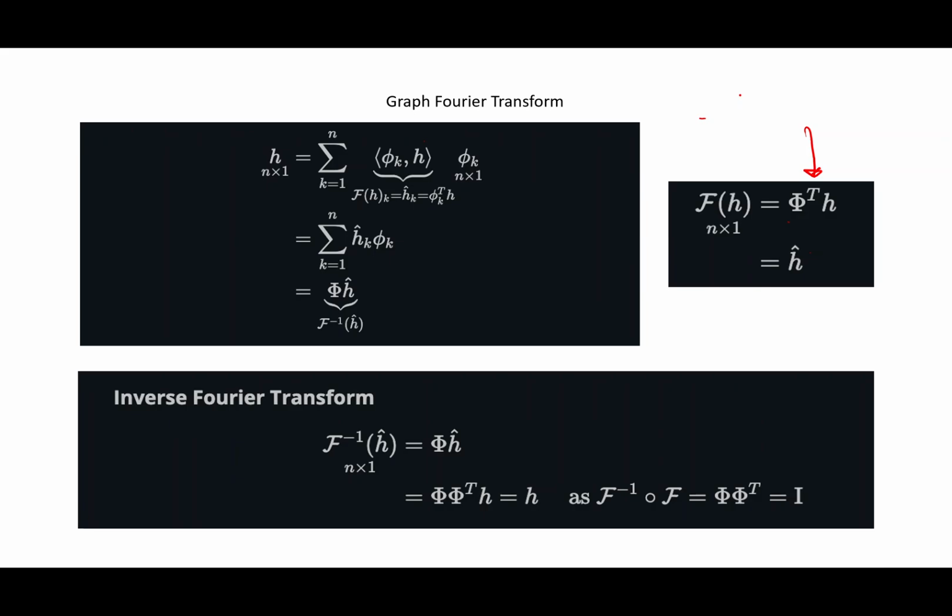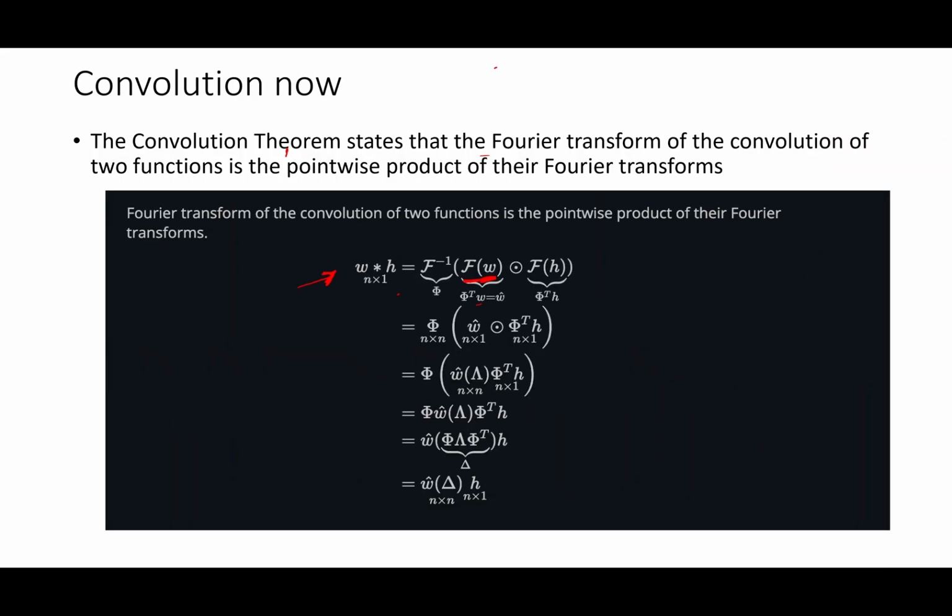Do a pointwise product and then do a Fourier inverse. So the Fourier transform of W will be phi transpose that W. The Fourier transform of H will be phi transpose that H. Do a pointwise product and pre-multiply it by phi, and hence we would have obtained convolutions.